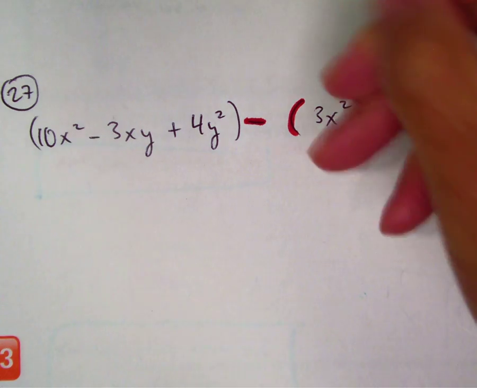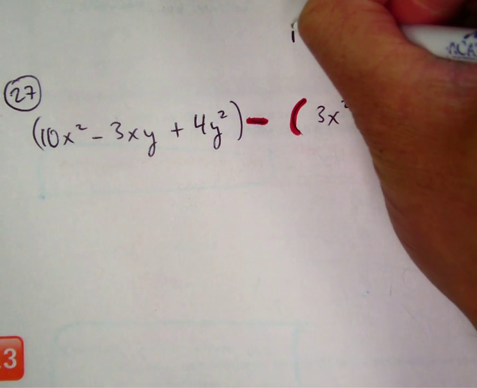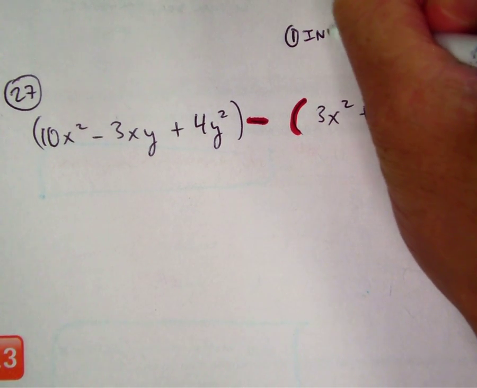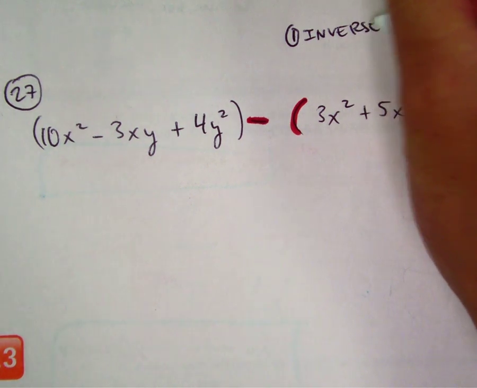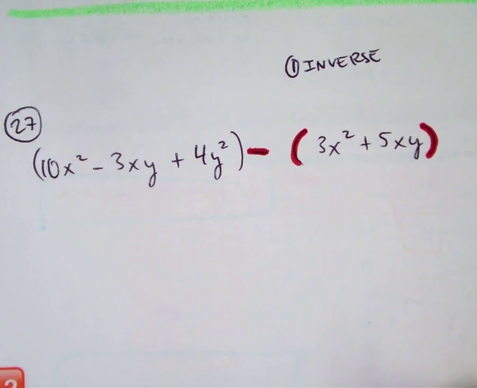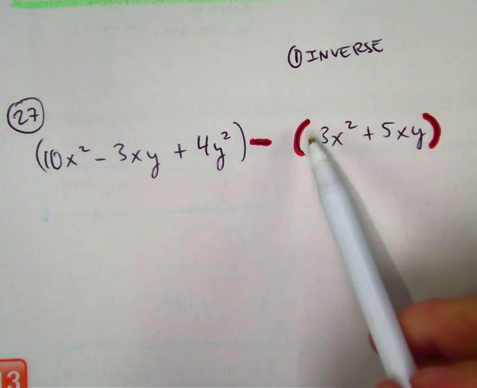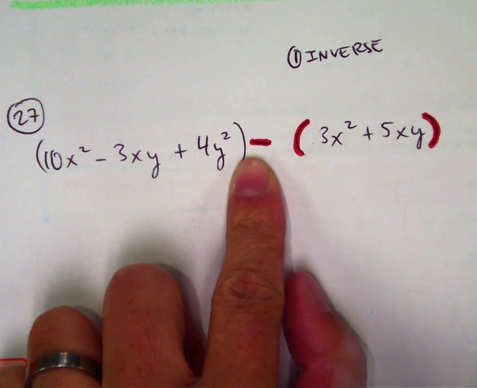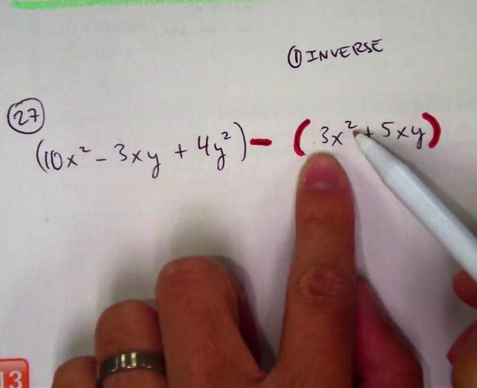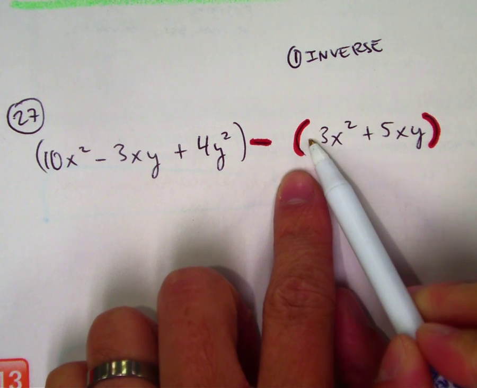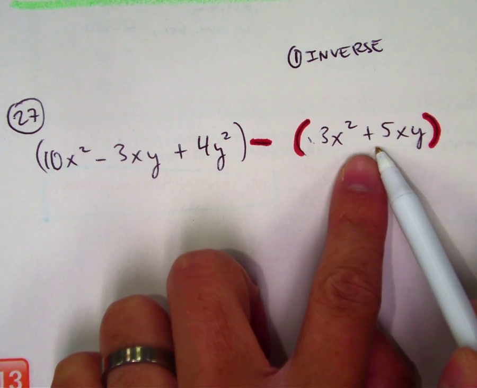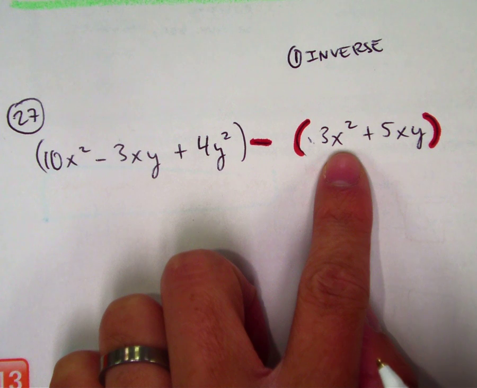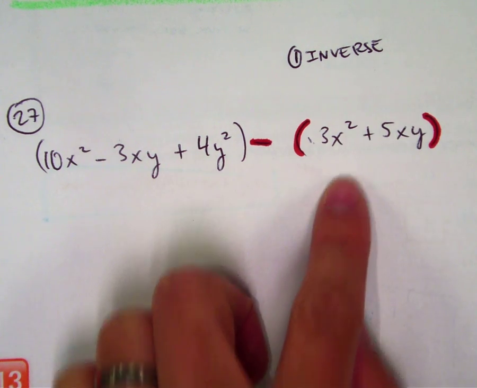So how would you explain this? The first one you can use is the word inverse. Everyone say the word inverse. The inverse is a math vocabulary word that basically says change all of the math signs inside the parentheses. So this is positive, so this would become negative 3x squared, and this one would become negative 5xy. Okay, that's one way of describing it.